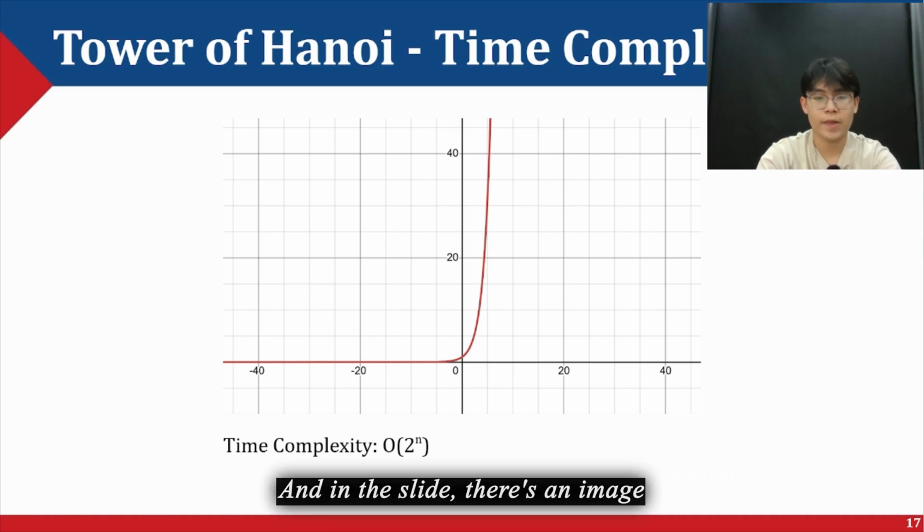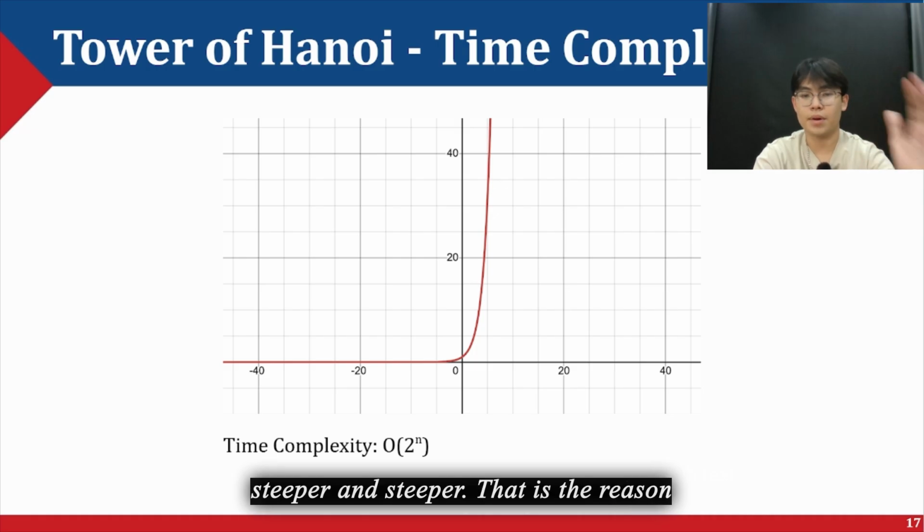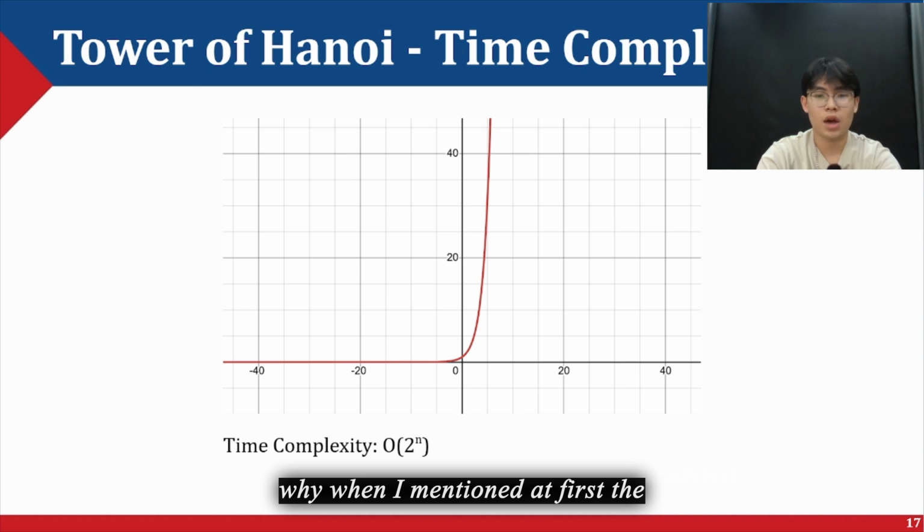Okay, and in the slide, there's an image of the 2^n graph, and you can easily notice that as n moves from 0 to infinity, the graph gets steeper and steeper. That is the reason why, when I mentioned at first the case when n is equal to 64, it will take about a few billion years to move all the disks from one post to another post.